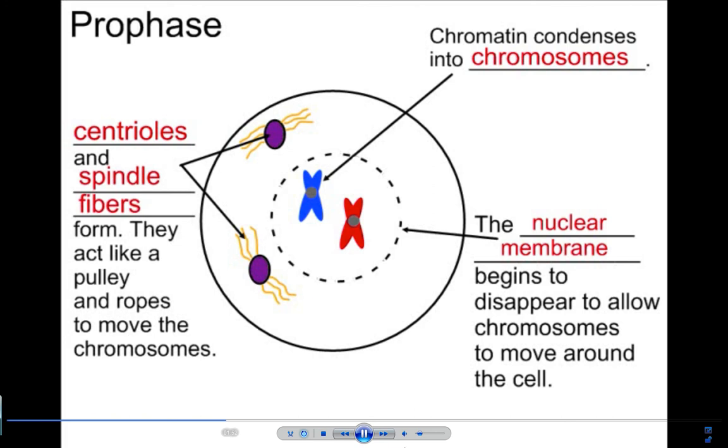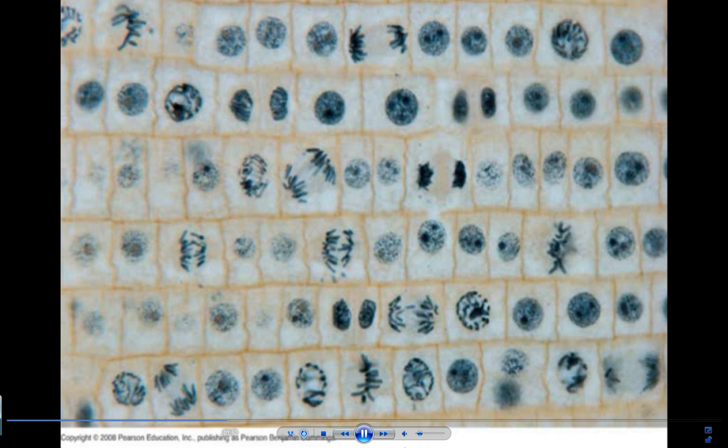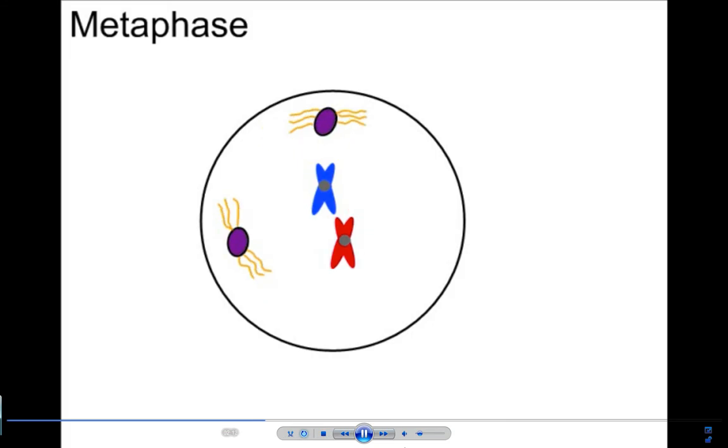Okay, so if we take a look at some onion cells undergoing mitosis, the cell that's being pointed to by the arrow in green is in prophase. So you can see there's thicker structures inside the nucleus that are not present in this cell with the red arrow, which is in interphase. You're just seeing the chromatin as the fuzzy substance in the nucleus.